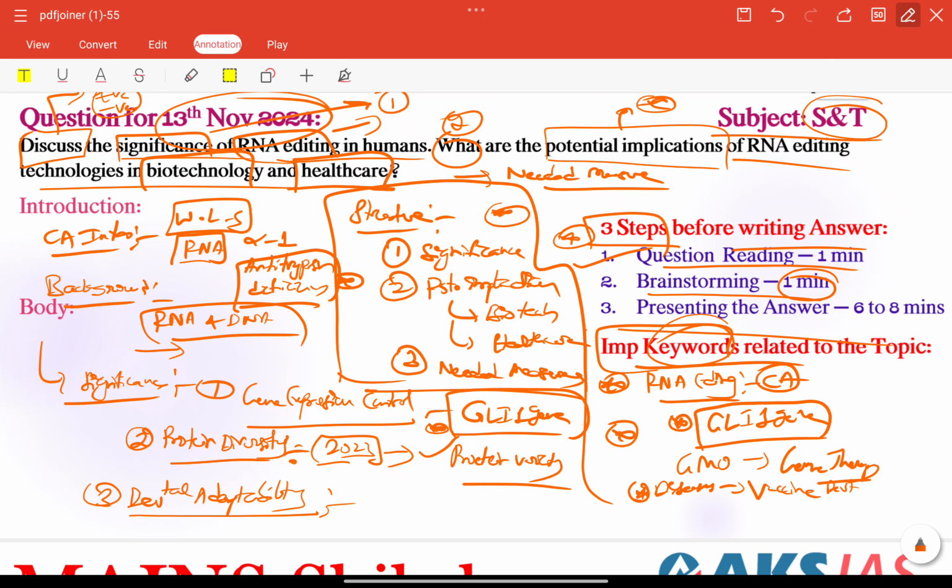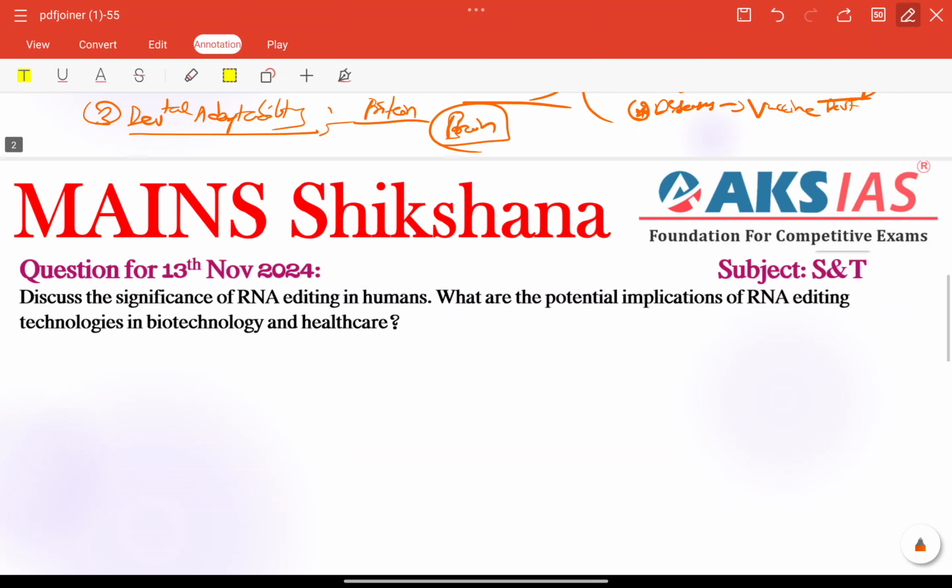RNA editing contributes to environmental adaptability by modifying protein functions, especially, right? Protein functions. In humans, this process is especially active in the brain, facilitating learning and memory also. So next, coming to here, we need to address potential implications, especially.